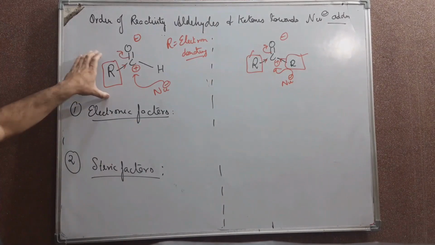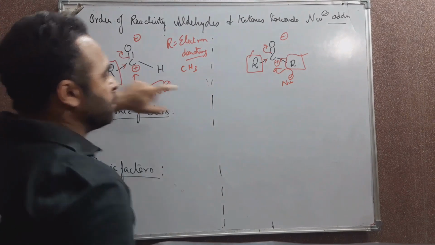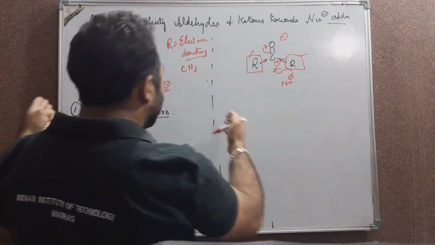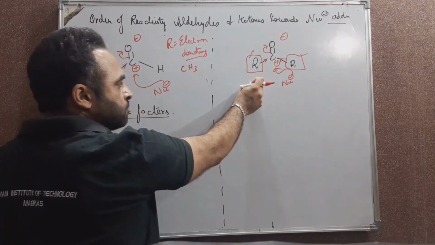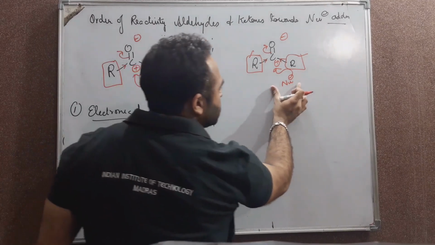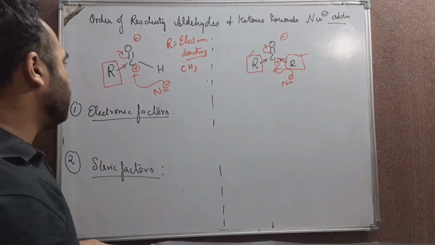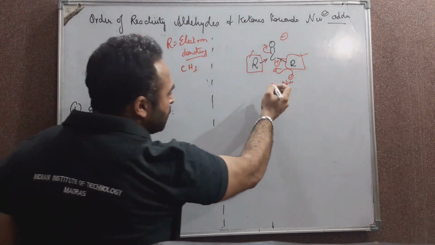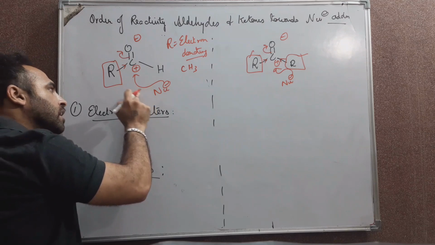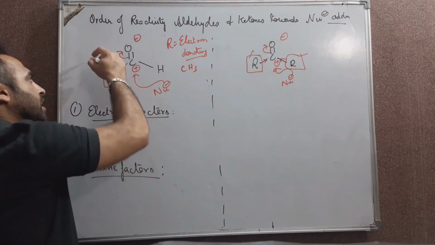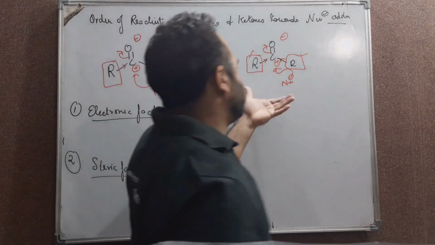So here you can see there's one R group, an alkyl group. The minimum alkyl group can be CH3, the smallest, and in ketones there are two alkyl groups. The CH3 is quite bulky. As the bulkiness of these groups increases, the nucleophile will have less space to attack at this carbon. So due to lesser availability of space, it will not be able to attack this carbon easily, while here, because there is only one alkyl group, it will attack at this carbon more easily. So aldehydes show faster nucleophilic addition reactions than ketones.